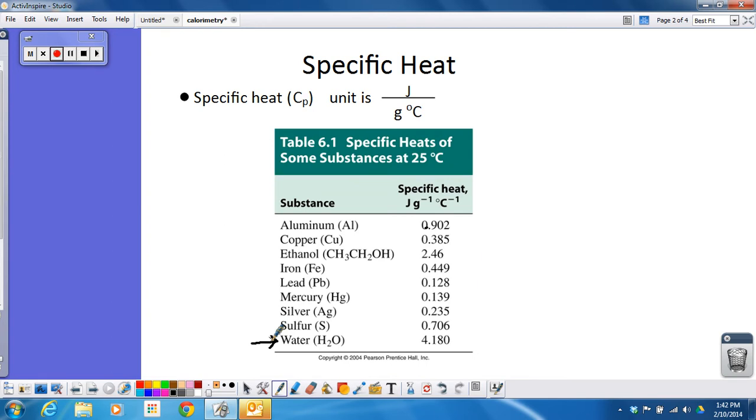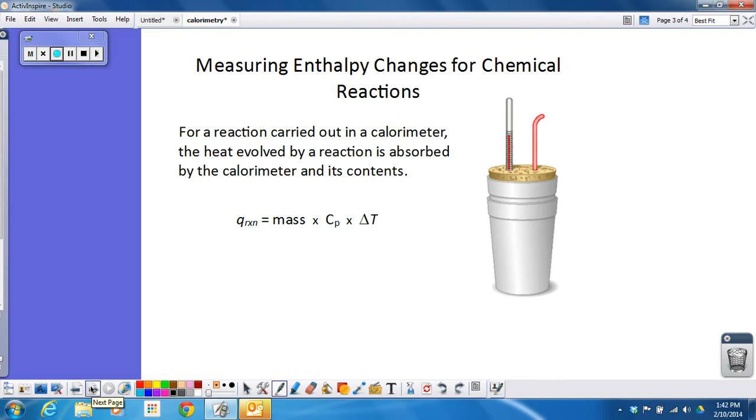So, as it turns out, when we carry out a reaction in a calorimeter, that's under constant pressure. So, the heat evolved, the Q of the reaction, is the same as the delta H of the reaction. So, we can use the same thing that we use to figure out the Q of the reaction to figure out the delta H for the reaction. So, the Q of the reaction is equal to the mass times the specific heat times the change in temperature. And the change in temperature is always the final temperature minus the initial temperature.